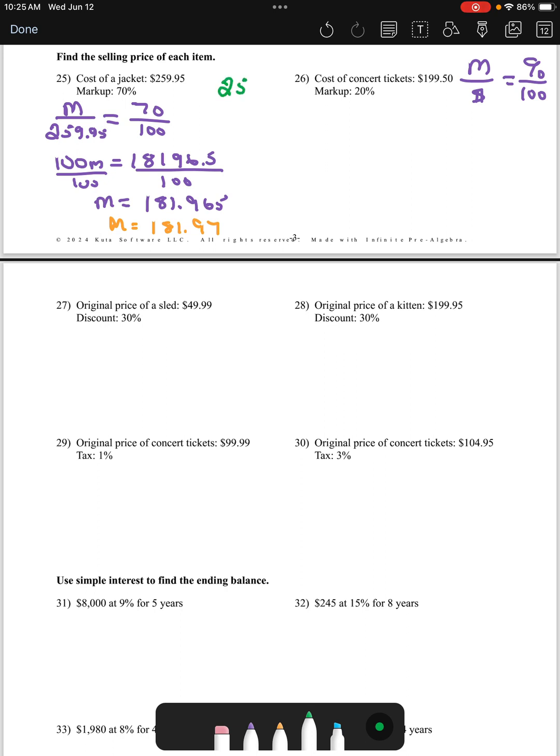So we have our cost of $259.95. We are adding our markup of $181.97. And even though I wrote that vertically like I'm going to do it, I'm using a calculator. 259.95 plus 181.97 gets me a selling price of $441.92.